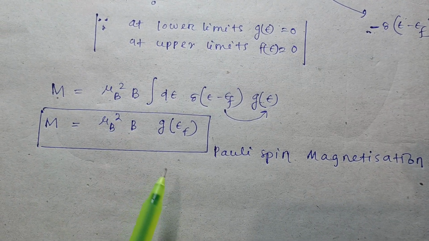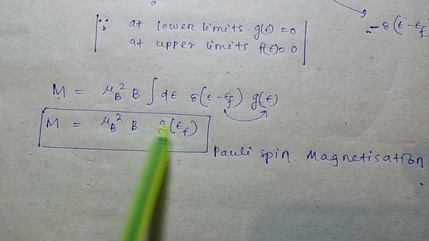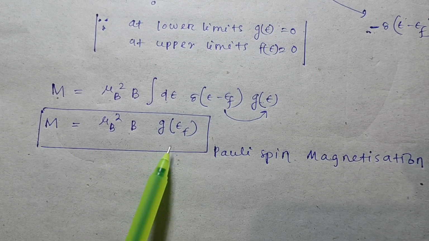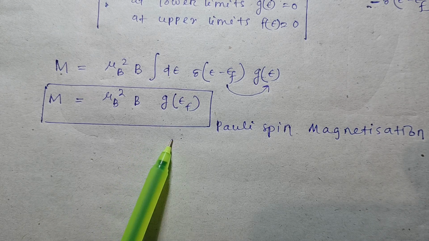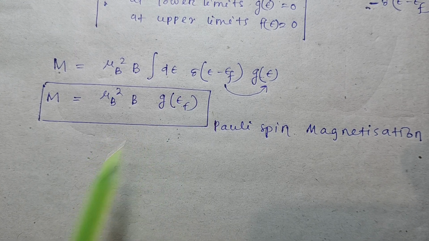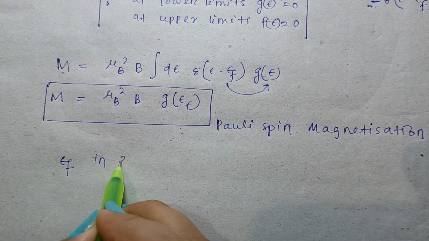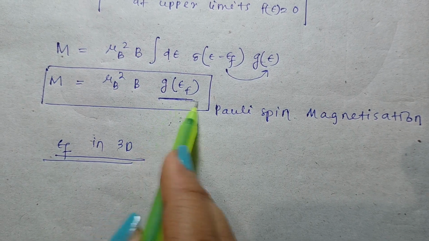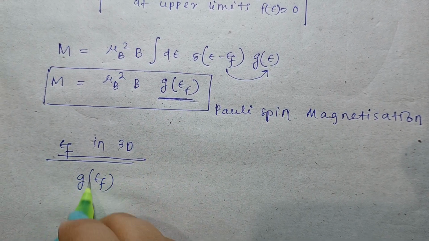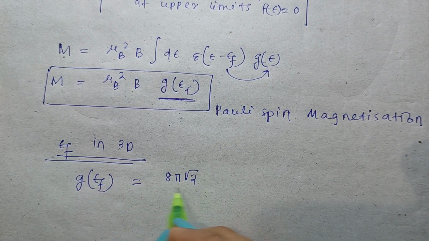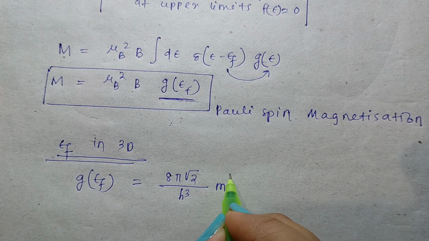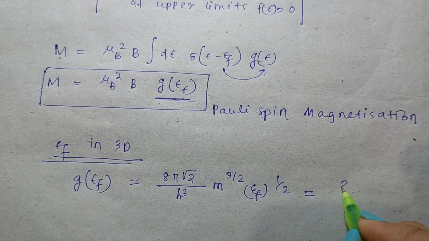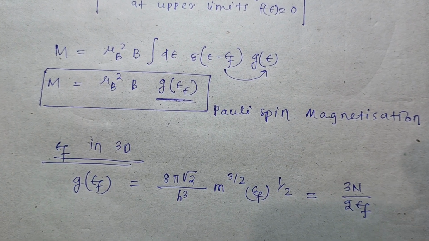Okay, so see, it is independent of temperature. There is no temperature here, so it is not of Curie's law type. Okay, so if we are considering the density of states at the Fermi level, that is EF, in 3 dimensions, then see, the value of G of EF will be how much? So G of EF will be 8 pi root 2 divided by h cube, m to the power 3 by 2, EF to the power 1 by 2, or also you can say 3n by 2 EF.